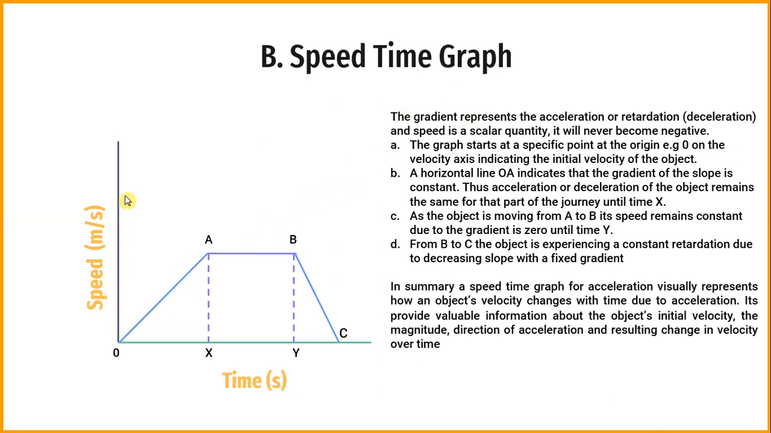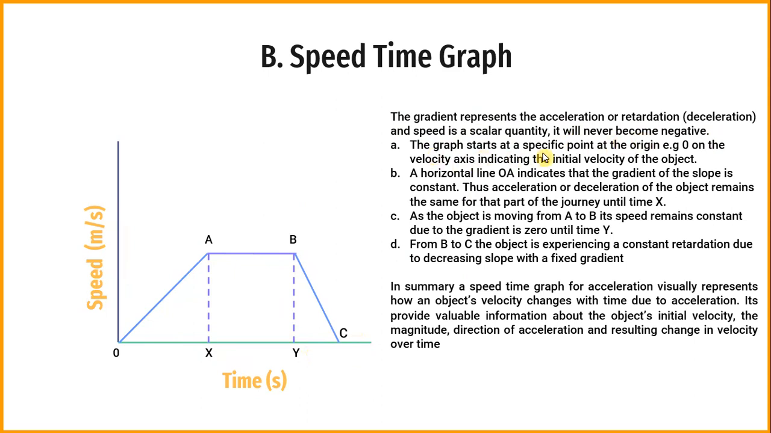You can see this is the speed, and this is the value of A, B, X and Y, and this is the C value. The gradient represents the acceleration or retardation, deceleration, and speed is a scalar quantity. It will never become negative.